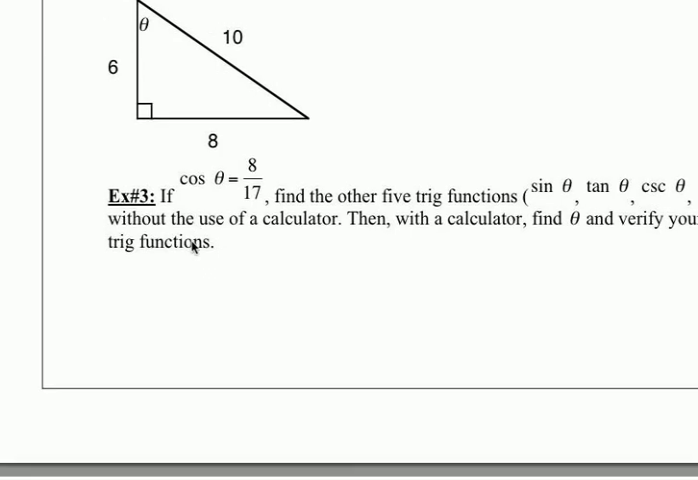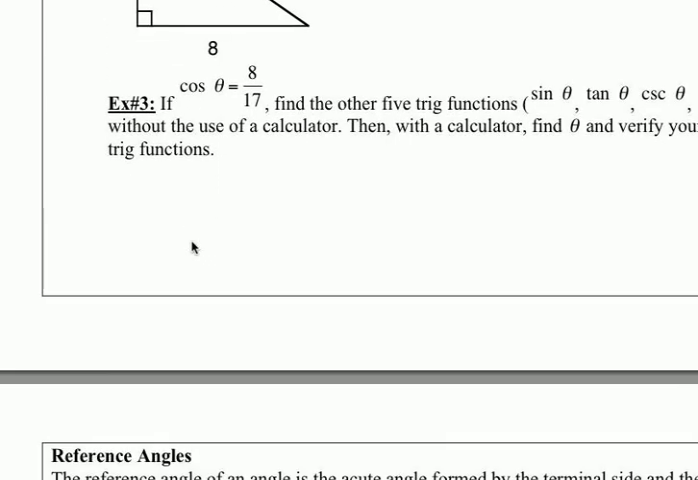We have one last example we're going to look at today. In this example, they tell us the cosine. The cosine of theta is 8 over 17. And they want us to find, you can cross off the word calculator here, the other trigonometric functions. Well, how do we do that without a triangle? Well, simple. If we're not given a triangle, we need to create a triangle. So we're going to draw a triangle here. So just draw a very simple one.